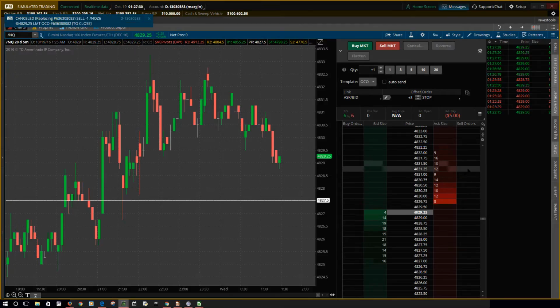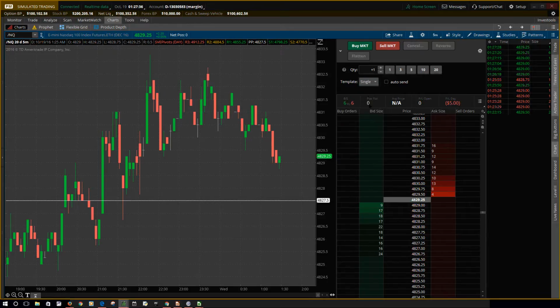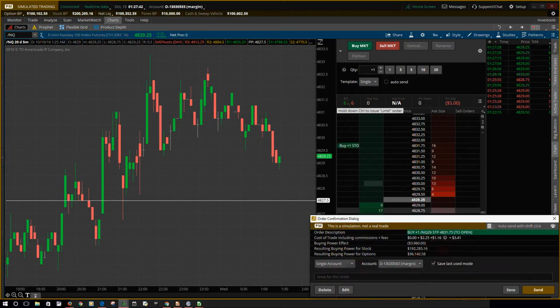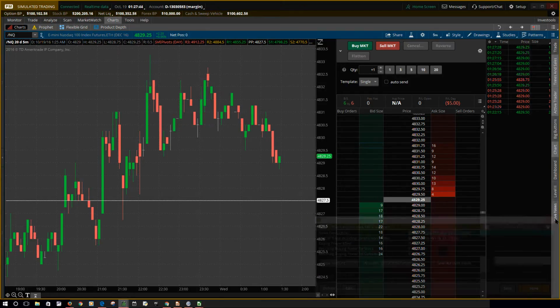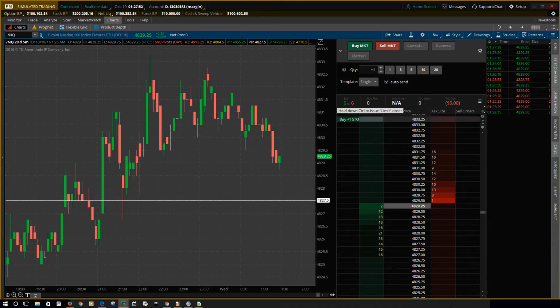We actually did put stops in place. If you want, let me go back to single here. If you also want to place a buy stop, that's usually if you're trying to play a breakout type. Let me demonstrate something else here. On this platform, you really need to understand what you're doing when using this ladder.